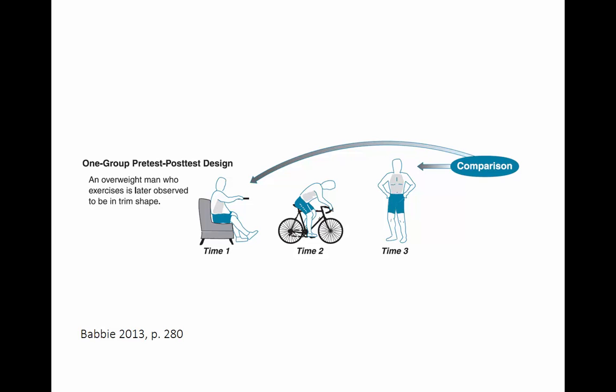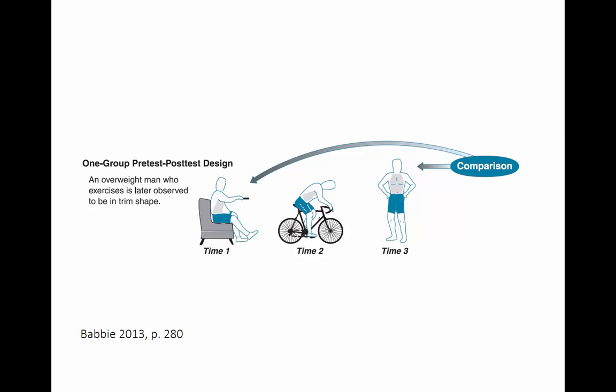So now I can compare the shape of an individual at time 3 with the shape of this exact same individual at time 1, before they did some exercises. So now I have created my two groups artificially here. One is before the treatment, the exercise, was administered, and one is afterwards. So artificially I can separate them into two groups and compare them.